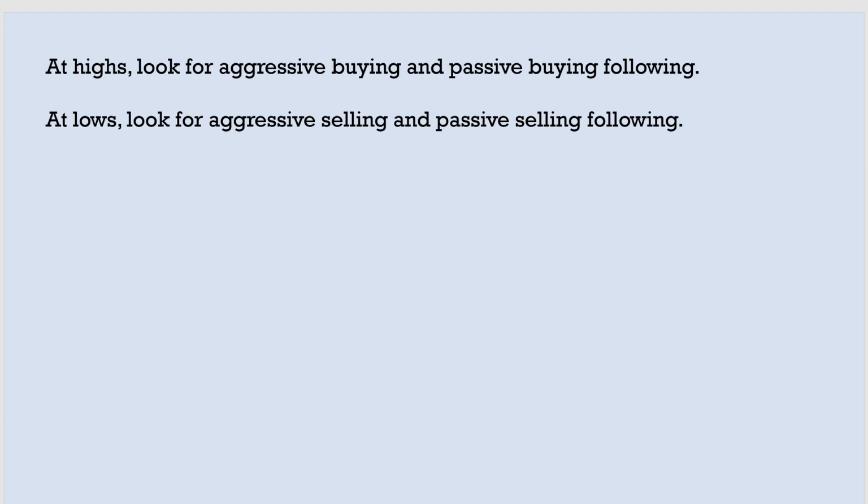At lows, look for aggressive selling, and then the passive selling following. What I mean is people hitting the bid. Ideally, if you can see some imbalances, great. If not, it's not the end of the world. But then what you want to see is big size offers holding the market down, to put a cap on people trying to buy the market to move it back up.